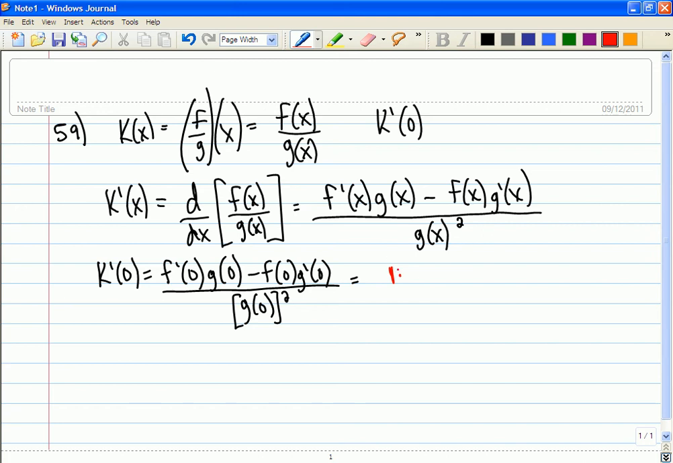So I got 1 times g of 0, which is going to be 5, minus f of 0, which is 2, times g prime of 0, which is negative 4, divided by g of 0 squared, which is 5 squared. So this will be 5 plus 8 divided by 25, which gives me 13 out of 25, which is C.